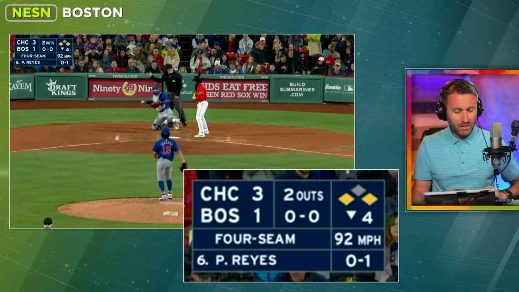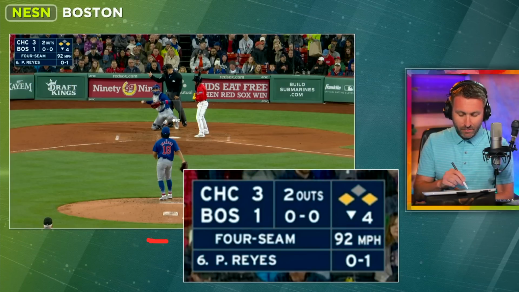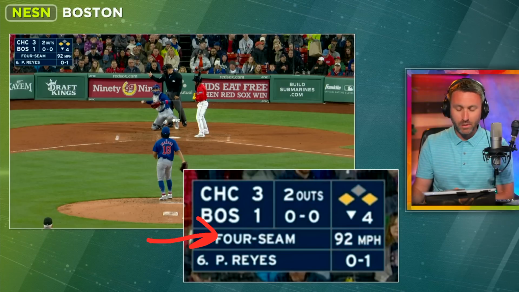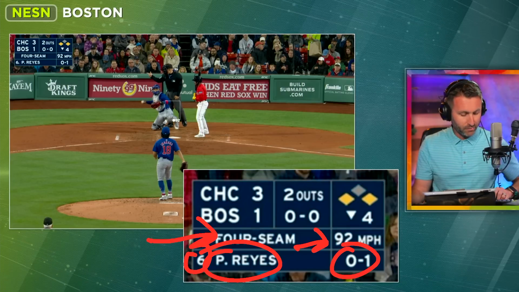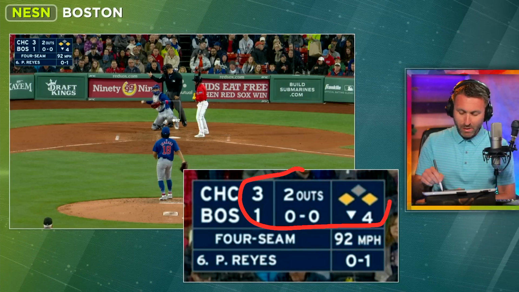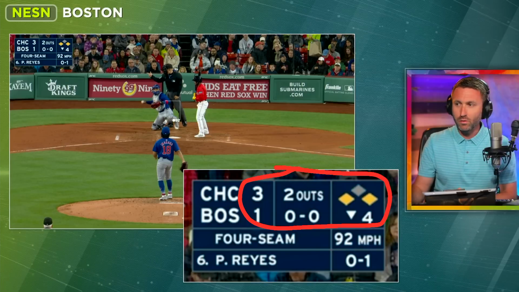So again, it's pretty clean and straightforward, and there is a lot of information. I love seeing what type of pitch was just thrown, and obviously the velocity. And you can see that Reyes is batting. Reyes is 0 for 1. He's the 6 hitter. So a lot of productive stuff there. There's not a lot of wasted space in this box. It gives you all the basic main information right there.